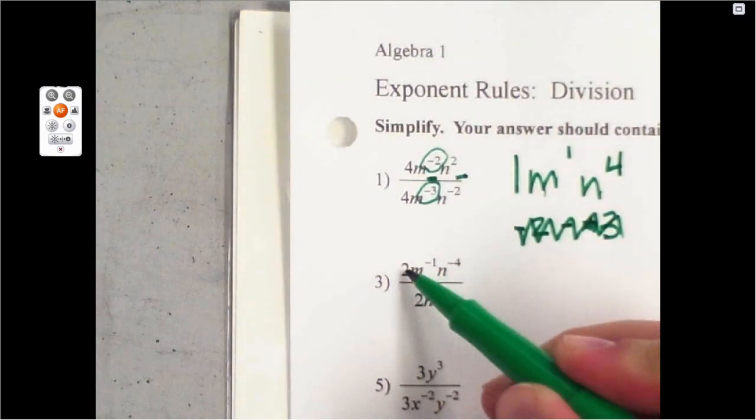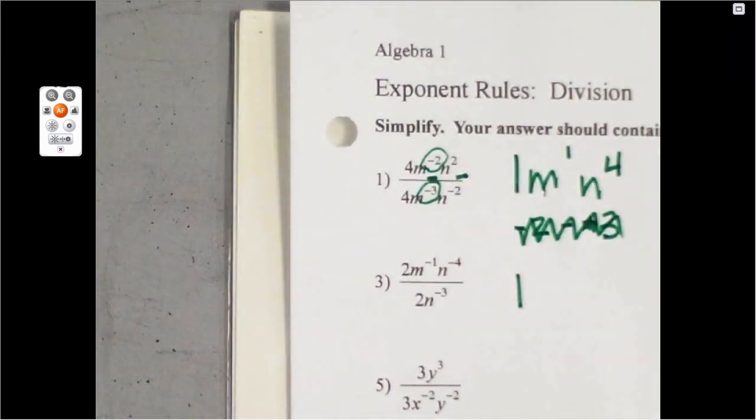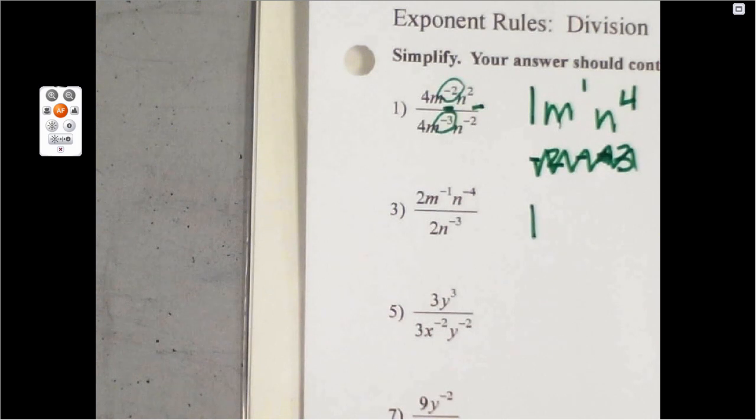All right, 2 divided by 2 is 1. I'm going to go down the page. So I'm going to do the odds. You had to do all of them, but I'm going to do the odds. Take your headphones out.